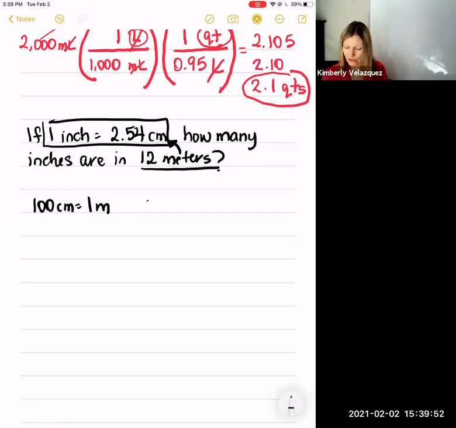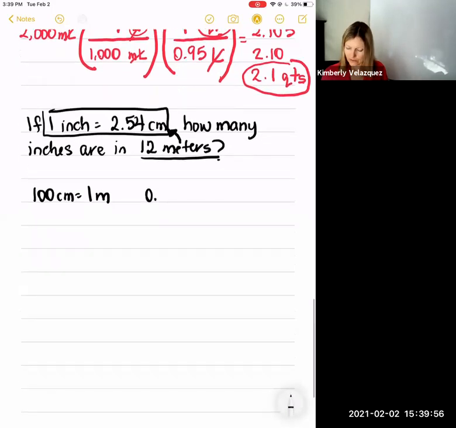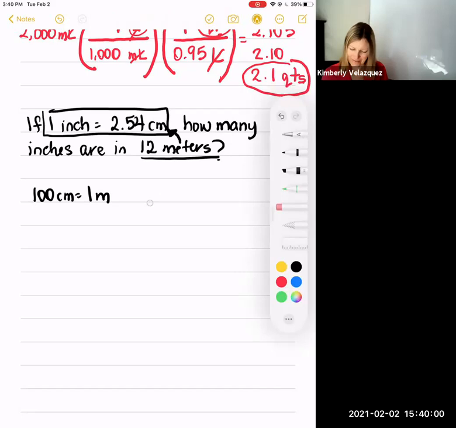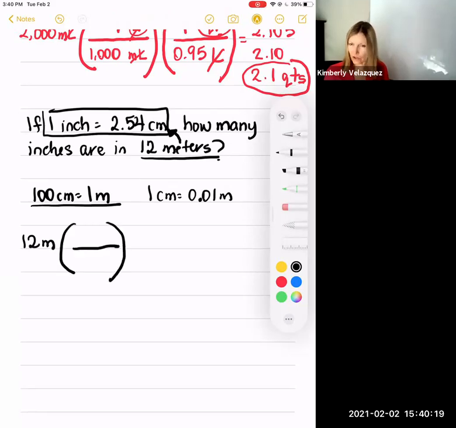I could also do that by knowing that 1 centimeter is 1/100th of a meter. Again, you could use either one of those. I'm going to use whole numbers for this one. So I'm going to start with my 12 meters and I'm going to convert to centimeters so that I can use this one next.